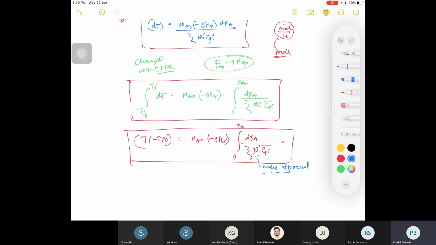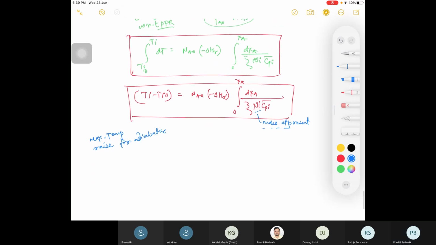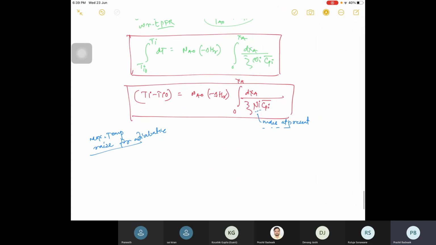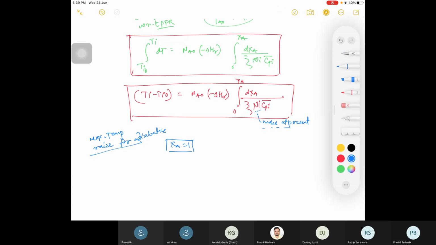Adiabatic maximum temperature rise. Maximum temperature rise for the adiabatic case. That is your integration, what will it be? XA equals limit 1, the limit 0 to XA becomes 0 to 1, that's all. Are you guys done with this? Yes, sir. Okay, cool.